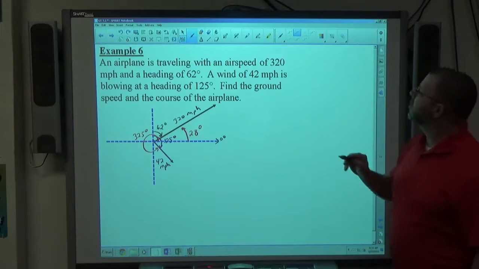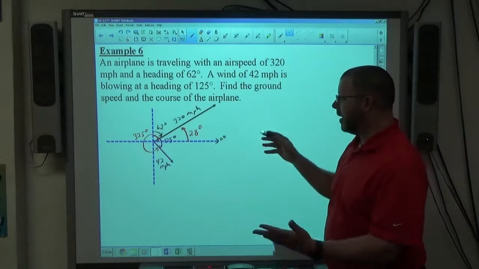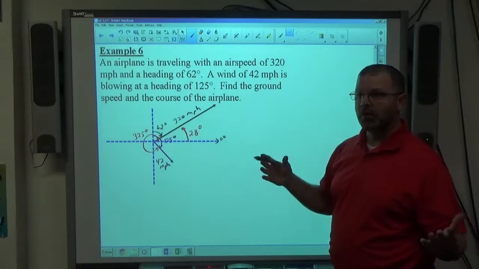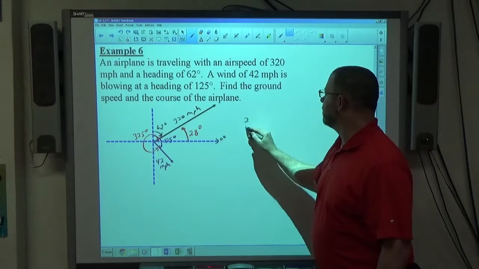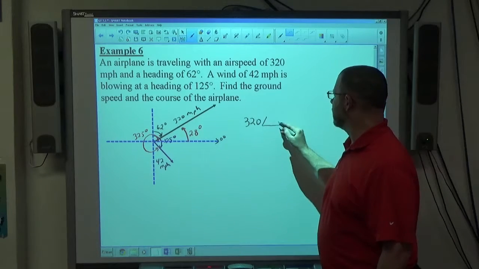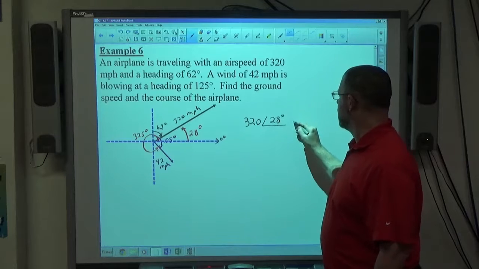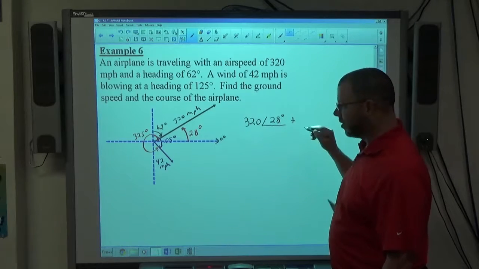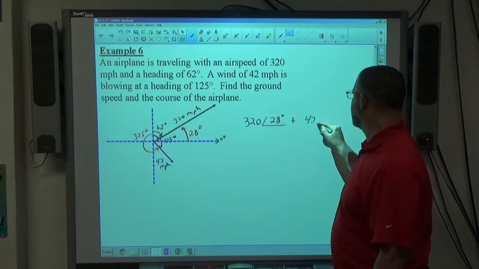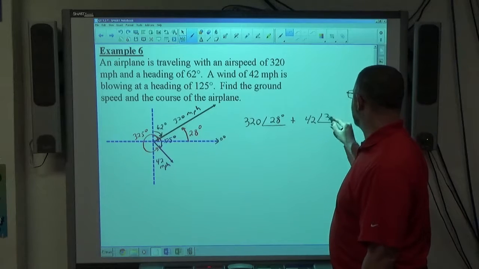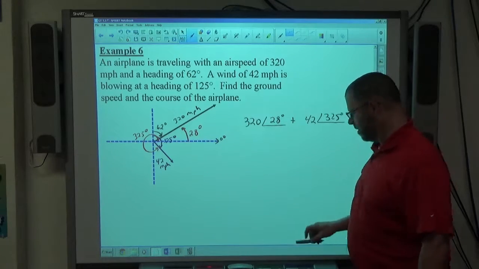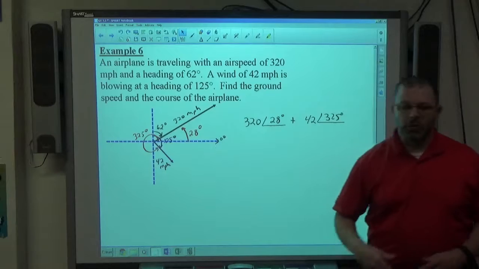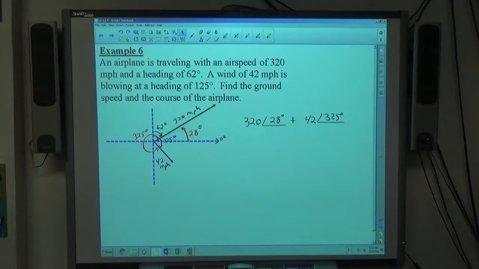So looking at my vector addition problem I'm trying to create, my plane vector in polar form is 320 miles per hour at an angle of 28 degrees. We're adding that to a magnitude of 42 miles per hour at an angle of 325 degrees. So take the heading information to create a polar vector problem.